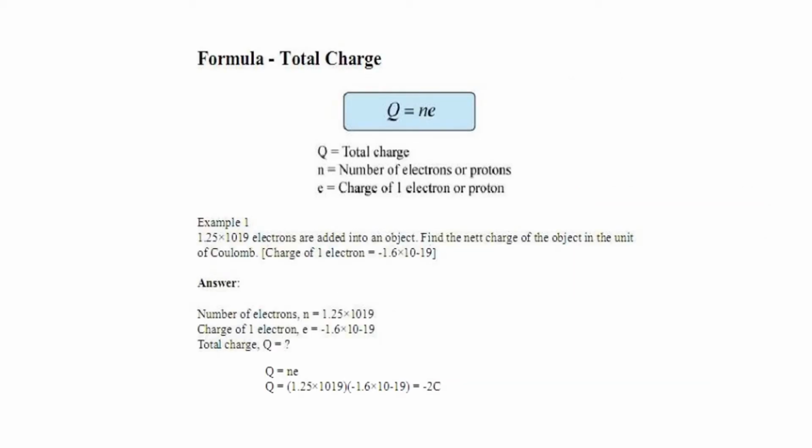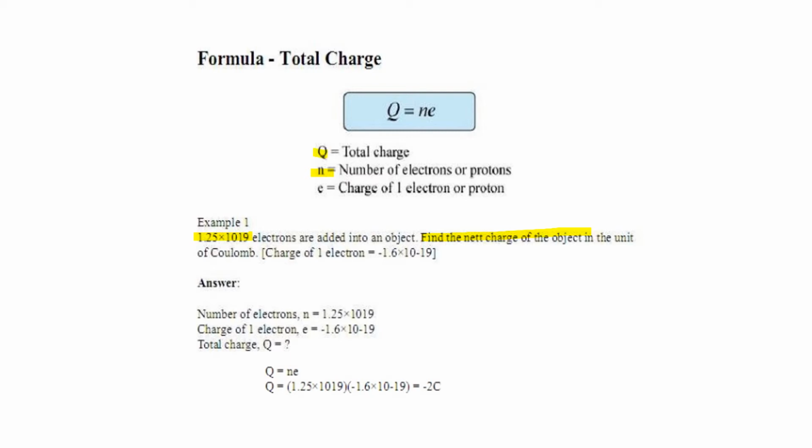As we studied in the previous slide, Q is the total charge, N is the number of electrons or protons, and e is the charge of one electron or proton. There is one example here. Let's say 1.25 into 10 to the power 19 electrons are added into an object. By the time we read this much, it should come to our mind that this is the value of N. Then it asks to find the net charge of the object. That means it is asking for Q in coulombs.